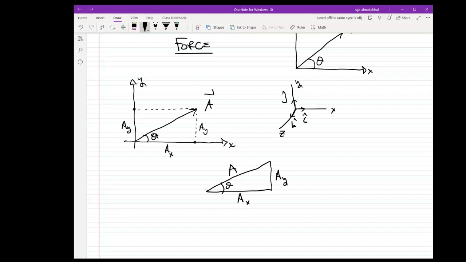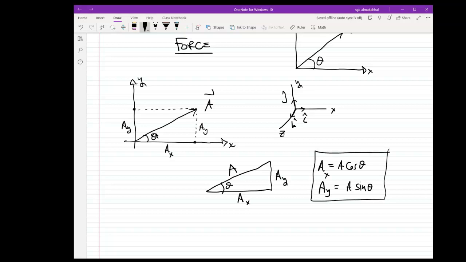Notice that by looking at that, I have a triangle, and I can use basic trigonometry. As you can see here, A sub x is equal to A cosine theta, and A sub y is equal to A sine theta. You see what I'm saying? The reason for that is because sine theta is opposite over hypotenuse, and cosine theta is adjacent over hypotenuse. I hope you know that. This stuff is easy. You studied it in junior high, basic trigonometry. So this is how we specify the x and y component of a vector, okay?